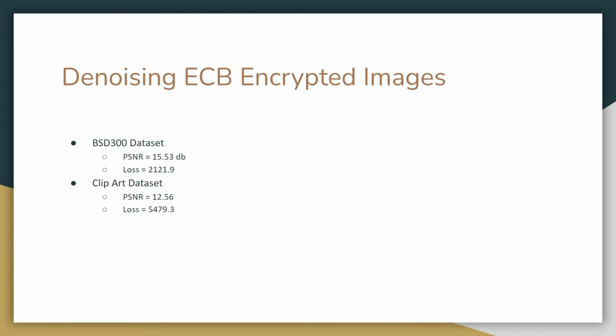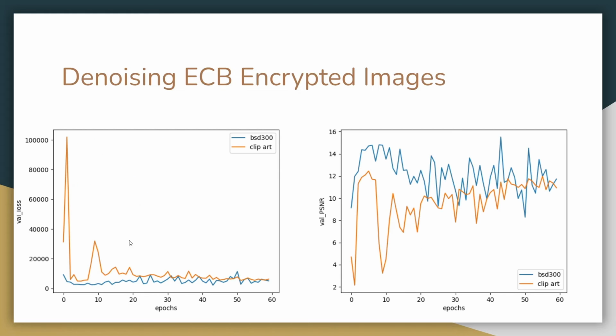So denoising the ECB encrypted images gave us a PSNR value of 15.53 and a loss of 2100 with the BSD300 dataset, and with the clipart dataset, there was a PSNR value of 12.56 decibels and a loss of around 5400. So we can see the loss and PSNR values over the 60 training epochs. And as you can see, the PSNR values are quite low and the loss values are quite high because of the randomness in the data, which means that the model is not that good and there's not much to note.